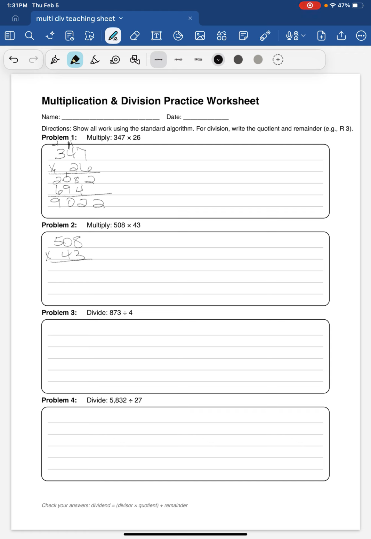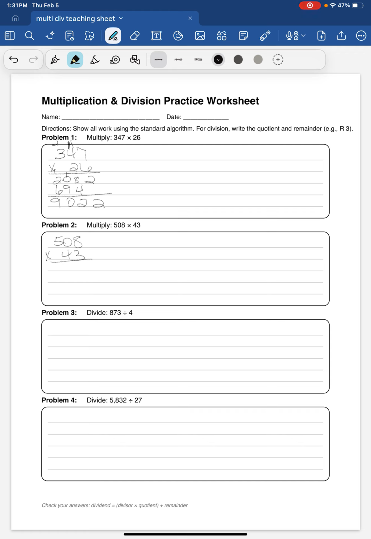I have 21,844. So I go to my calculator just to double check, because we're going to be using that calculator anyway. 508 times 43 equals 21,844. That is correct. And you see how, if you need to know how to set it up, that is how you set it up.